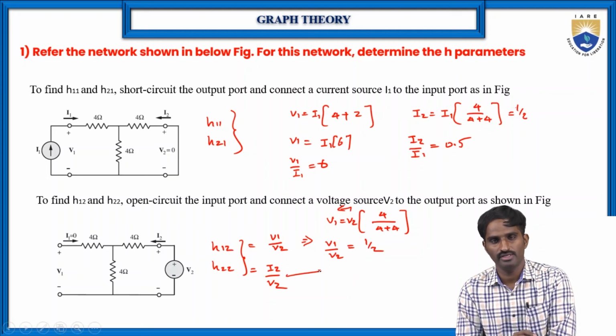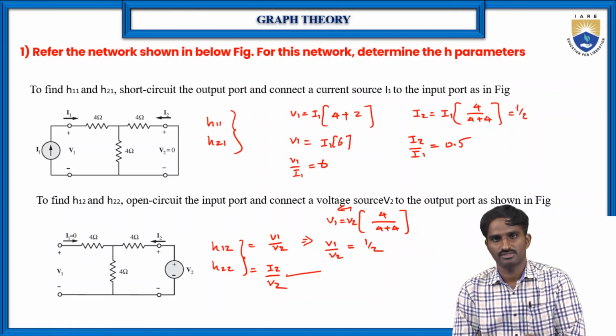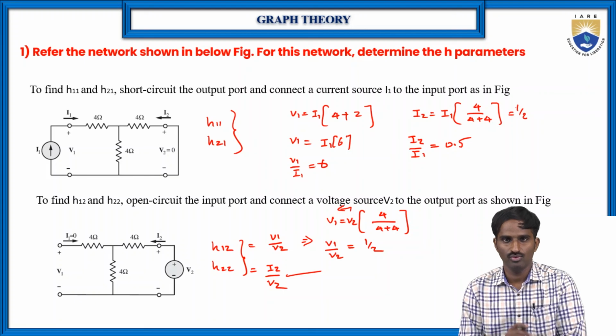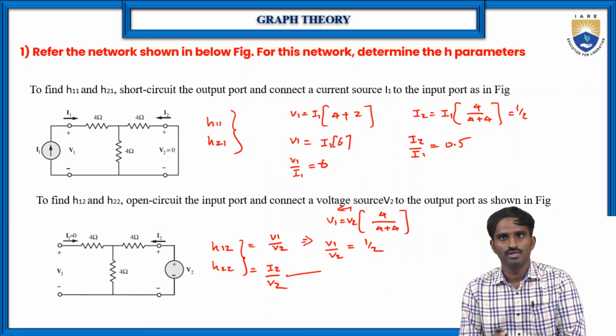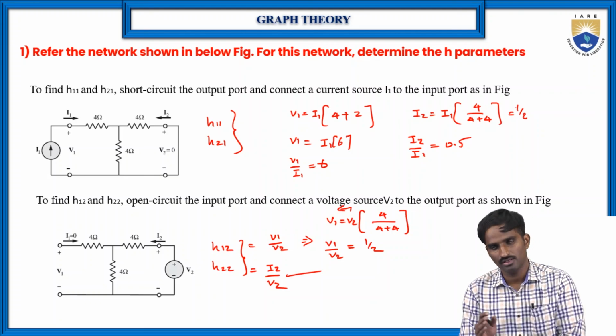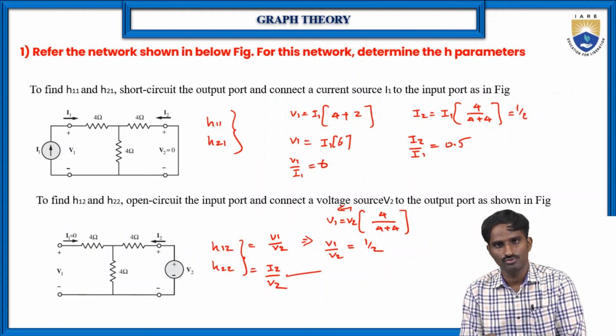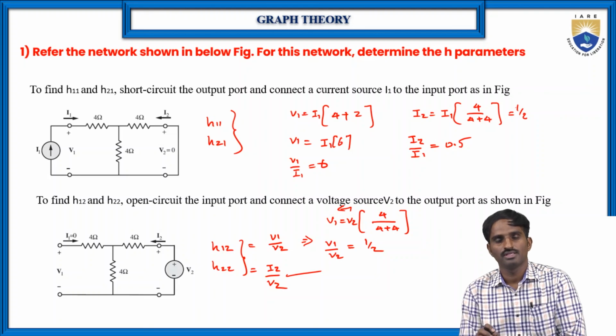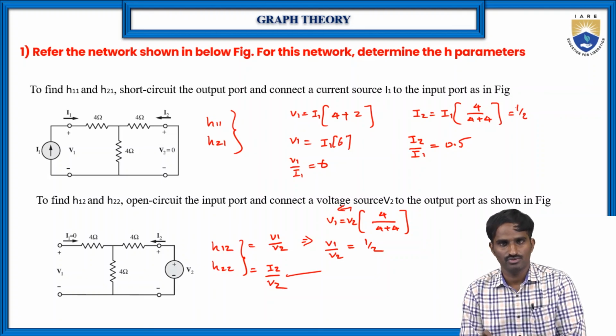So this is how we can find the H parameters, which are also called hybrid parameters. The thing we should remember is that to find H11 and H21 we make V2 equal to 0, which means we make the output terminals a short circuit. And to find H12 and H22 we make I1 equal to 0, which means we make the input terminals an open circuit. In this way we can find the hybrid parameters.